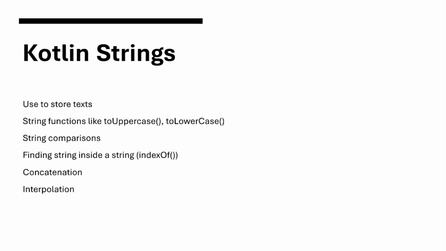So we will go to the index of operator. The index of operator is just an operator for finding a substring within a string. So, if you have a string like Kotlin and you want to find a substring like "cot" inside it, it will show you the index of the substring that you have searched. So we will see that in the code section as well, right?